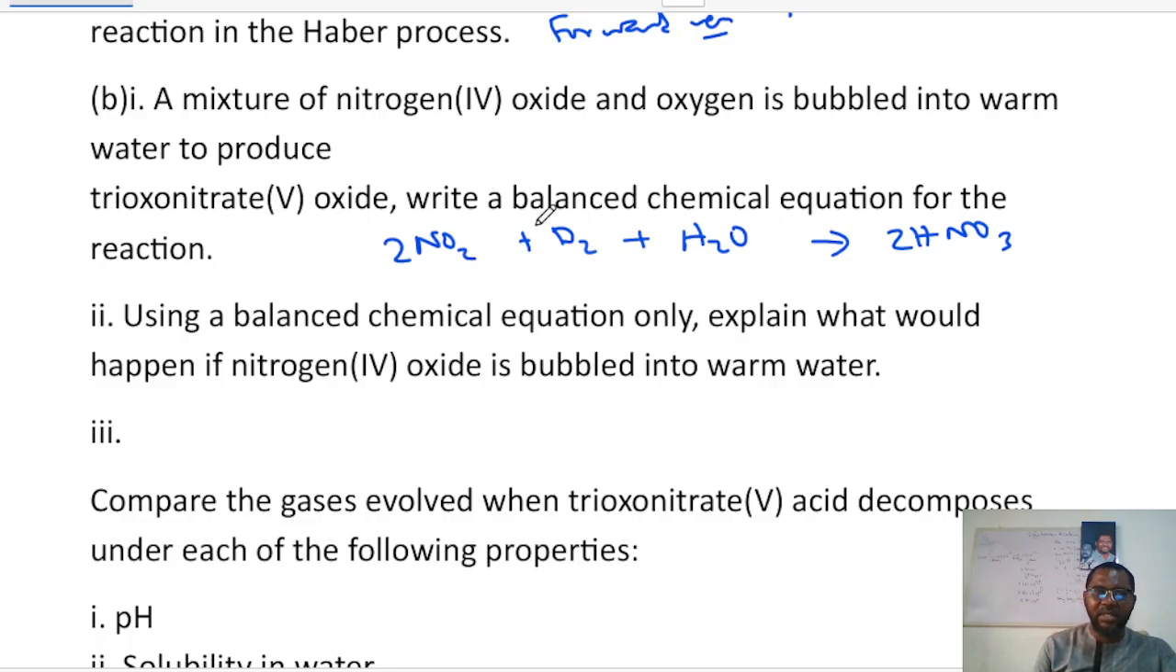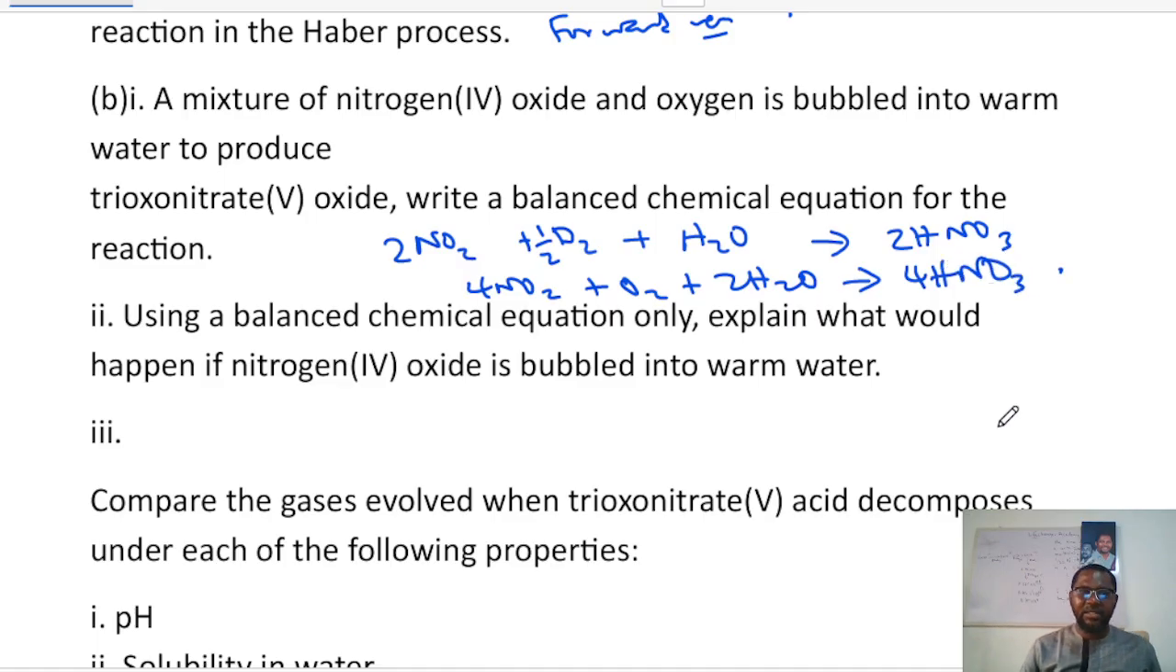7. So I think if I put half here, it makes it balance, makes it 6. So generally, if I multiply by 2, this will be 4 NO2 plus O2 plus 2 H2O will give me 4 HNO3. Okay, so this gives the balanced equation. Quite easy, right? Okay.